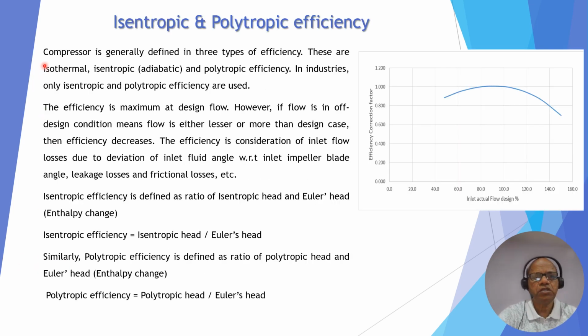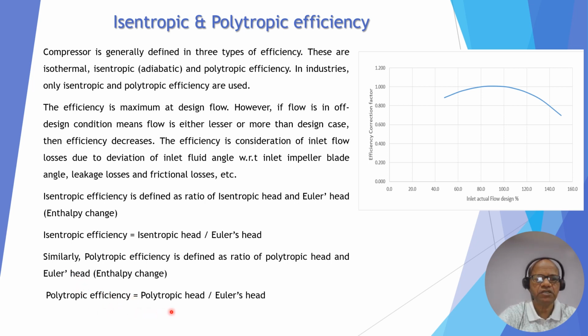Now, typically for compressors, there are three types of efficiency: isothermal efficiency, isentropic efficiency, and polytropic efficiency. However, in the industry we broadly discuss only isentropic and polytropic. Isentropic efficiency is defined as the ratio of isentropic head to Euler head, or enthalpy change. Similarly, polytropic efficiency is defined as the ratio of polytropic head to Euler head, or enthalpy change.